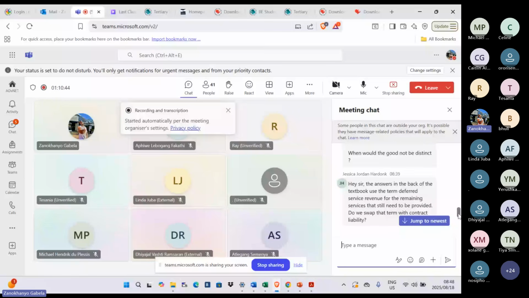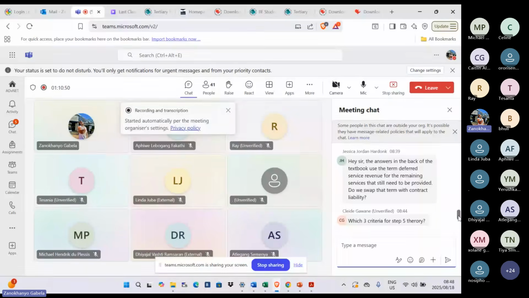Right. So the answers are in the back of the textbook. Use the term deferred service revenue for the remaining services that we still need to provide. Do we swap that term with contract liability? I'd prefer contract liability because that's what you're going to be dealing with, not only from here, but when you further your own studies and postgraduate studies. I have never heard deferred services revenue. The book is a little bit different, but I would definitely just use contract liability.